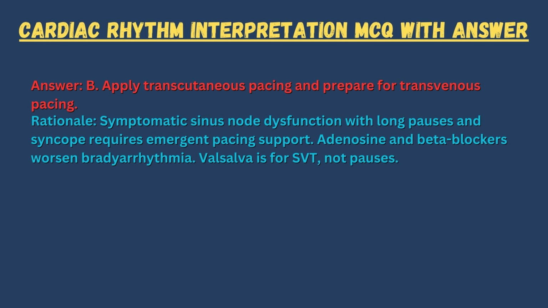Answer: B. Apply transcutaneous pacing and prepare for transvenous pacing. Rationale: symptomatic sinus node dysfunction with long pauses and syncope requires emergent pacing support. Adenosine and beta blockers worsen bradyarrhythmia. Valsalva is for SVT, not pauses.